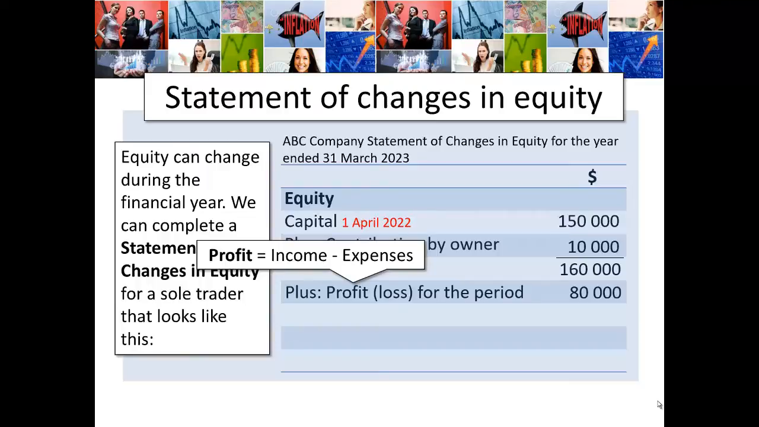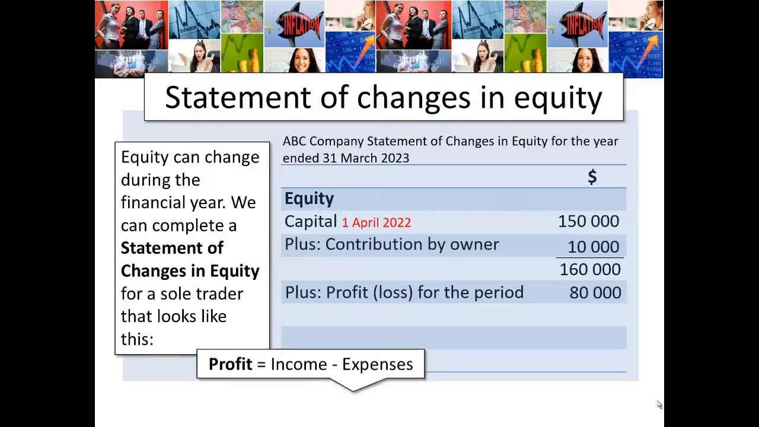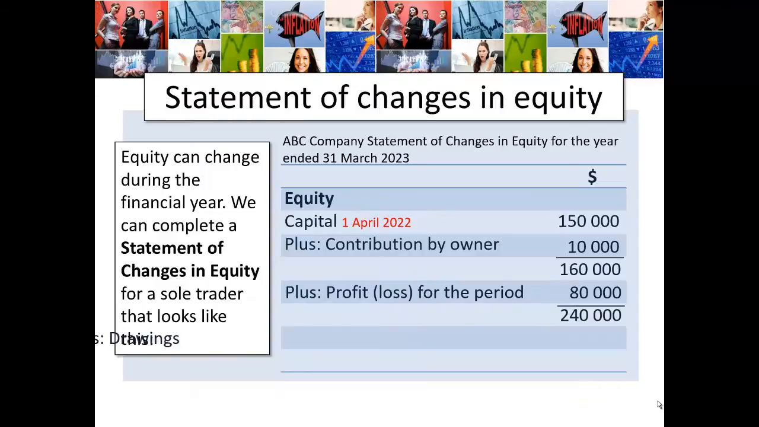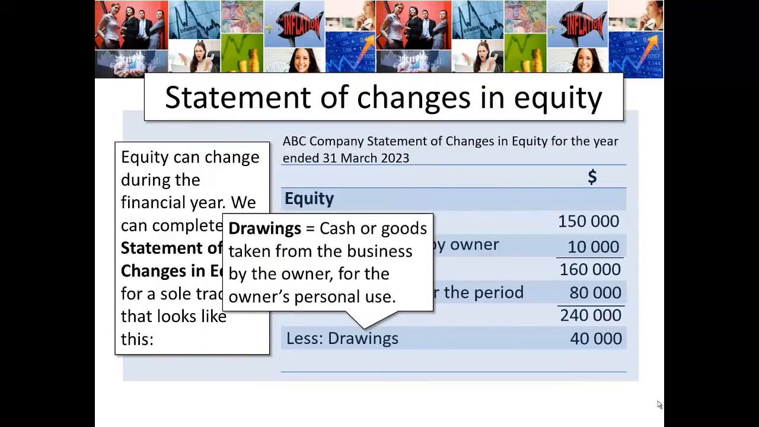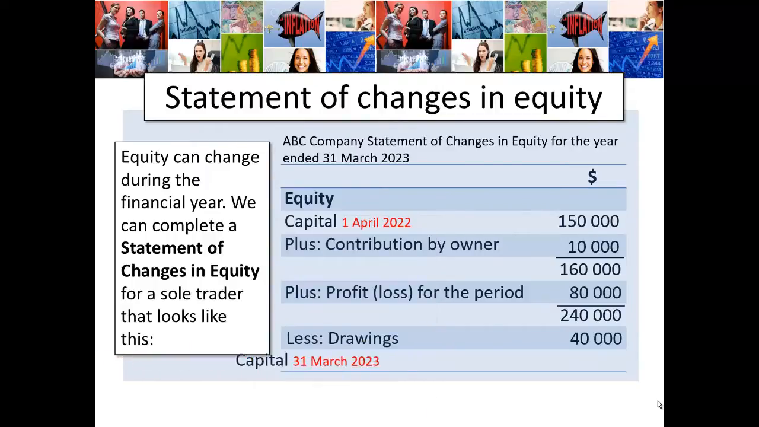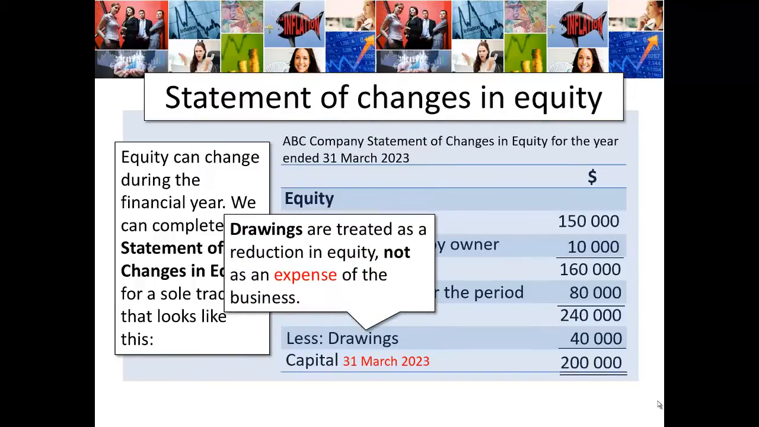So we start with equity, the big heading, capital with the date. And remember, profit from our income and expenses lesson. Profit is determined by income minus expenses. So we start with the initial capital. We add any contributions by the owner. We add any profits for that period.